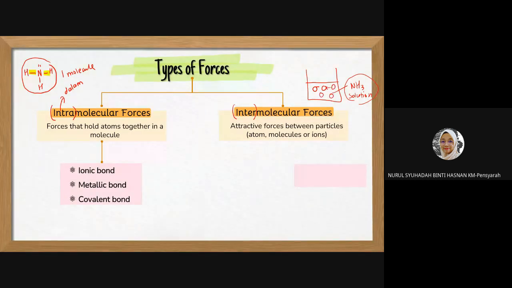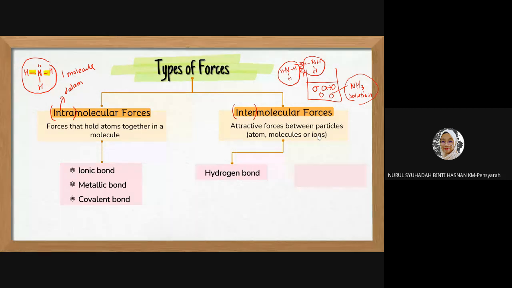So, between the ammonia molecule, maksudnya contoh dekat sini saya ada NH3. Okay, and then with another NH3 molecule. Okay, example lah. So, dia akan ada forces di antara. So, this is what we call as the intermolecular forces. So, it can be between atoms, molecules or ions. Depends on apa yang kita ada lah.